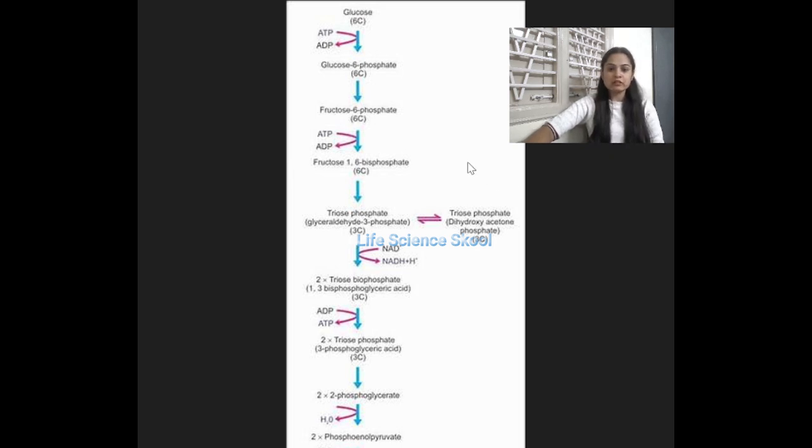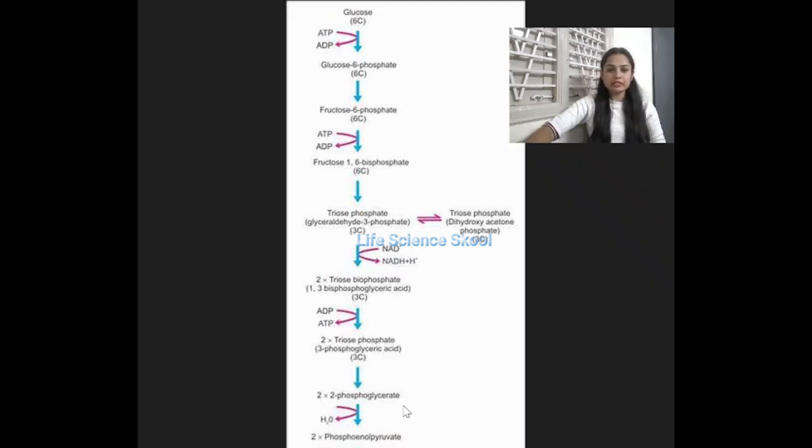In total, 4 ATPs are produced. Where? One is produced in converting the triose bisphosphate into a triose phosphate. Okay, there ATP is formed. Okay, there 2 ATPs are formed.